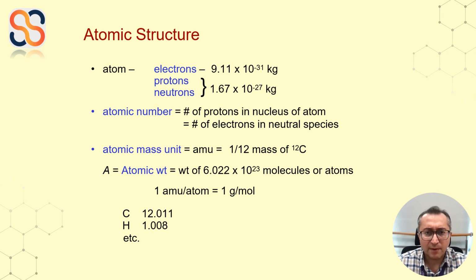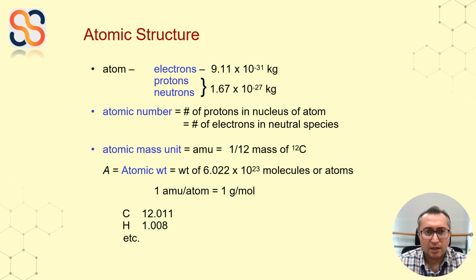Now let's talk about the atomic number. This is the number of protons in the nucleus of an atom. And in a neutral atom, it also equals the number of electrons. For example, carbon has an atomic number of 6, meaning it has 6 protons and electrons. The atomic number tells us a lot about the element's identity and its position on the periodic table.